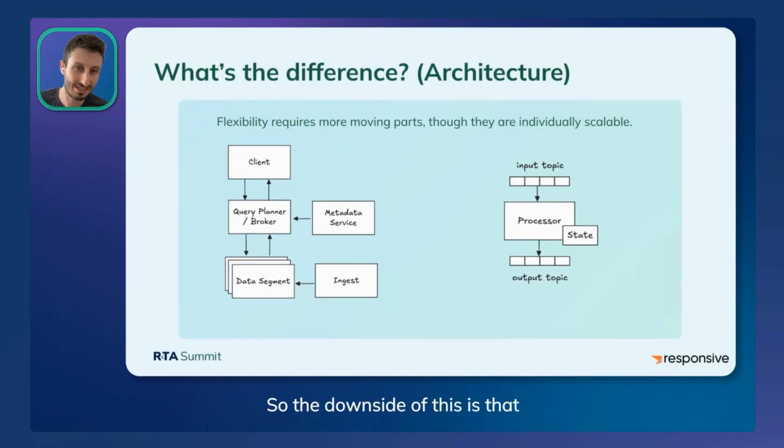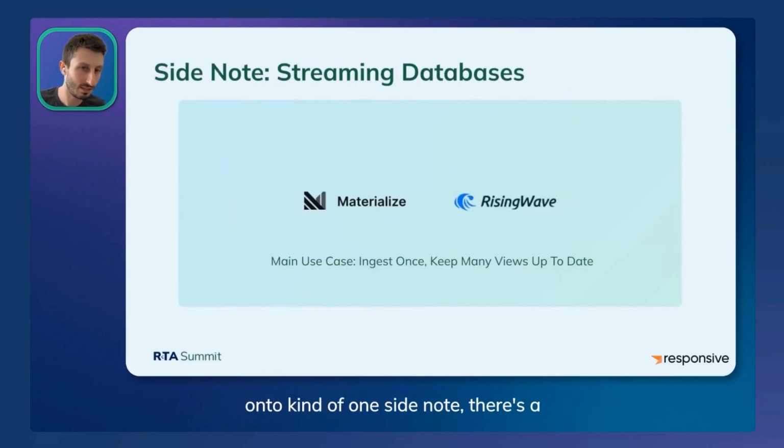The downside of this is that obviously this is much more structured. You can't really individually scale the processors and the state in most open source stream processing solutions. So that's the architectural trade-offs. Let's move on to one side note. There's a class of technologies that are called streaming databases. These play a middle ground between the two of them.